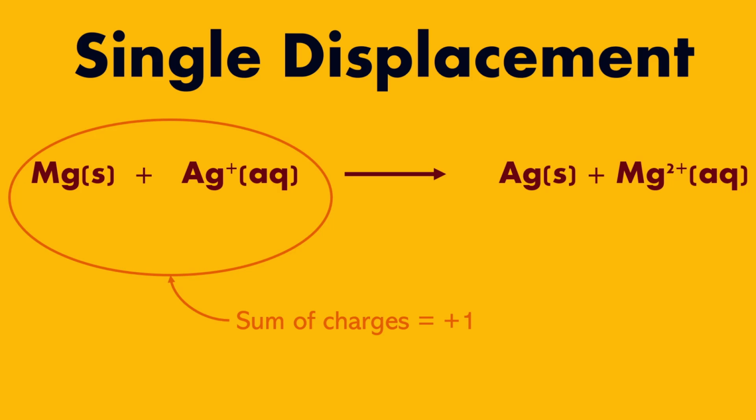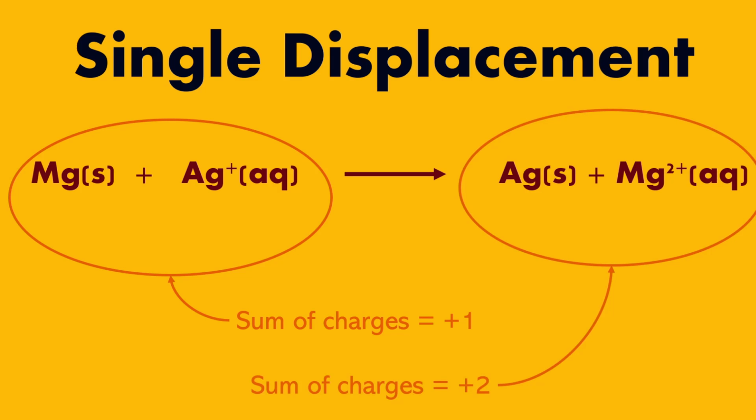However, if we sum up the charges, magnesium is neutral, silver is a +1 charge, and there's only one of them, and we have a +1 sum of charges in our reactants. However, in our products, since magnesium carries a 2+ charge, the sum of charges on our product side is +2. So your charges in this equation do not balance.